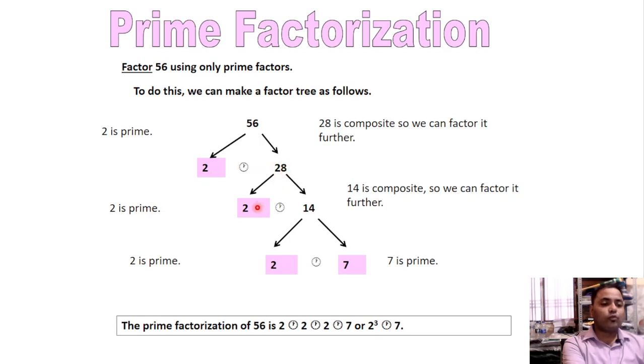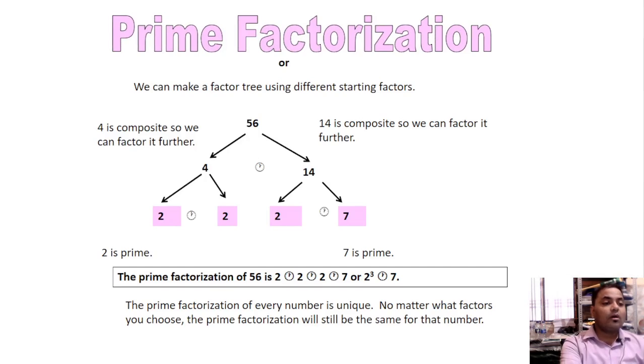Again for 28, 2 times 14. Again for 14, 2 times 7. So here 2 and 7 are the prime numbers, and the factorization of 56 is 2 times 2 times 2 times 7, or 2 cubed times 7, because 2 appears 3 times. So 2 to the power 3 times 7 is the product form of 56 in terms of prime factorization.